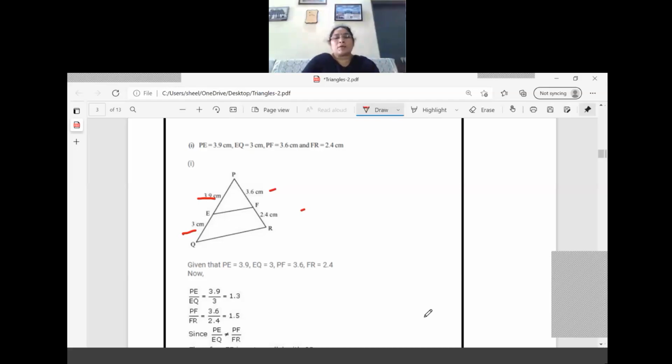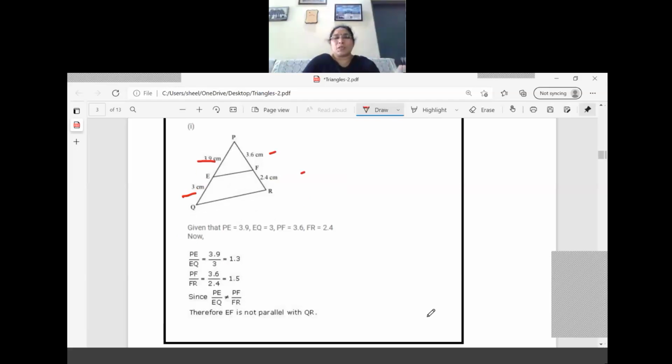So we are finding the ratio of the left side, that is PE by EQ, right? What is the ratio we are getting there? 1.3, because the values are 3.9 by 3. Now what is the next step? PF by FR. The second case also we have, so it is equal to 1.5. Now if you check, both the values are not the same. They are not in the same ratio. So what we can write? EF is not parallel to QR. So this is the converse BPT theorem we have applied there. We have checked whether the ratios are the same. If it is not the same, what we can write? The line is not parallel.